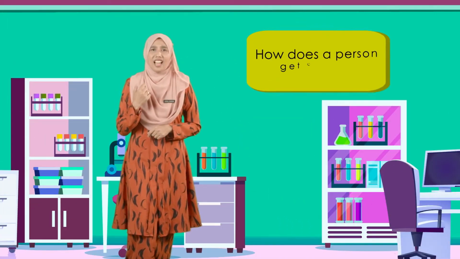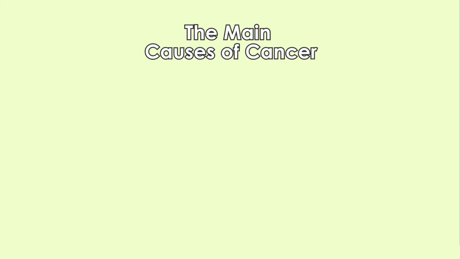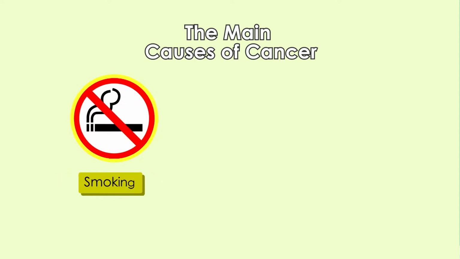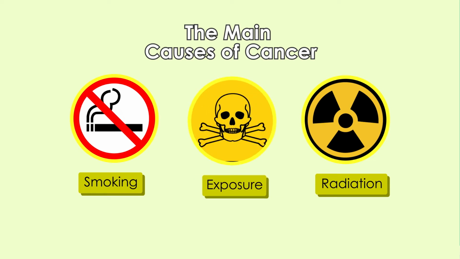Pupils, how does a person get cancer? Here are the main causes of cancer, such as smoking, radiation, and exposure to carcinogenic substances. So boys and girls, please be careful with anything that you consume because it may cause the growth of cancer cells.